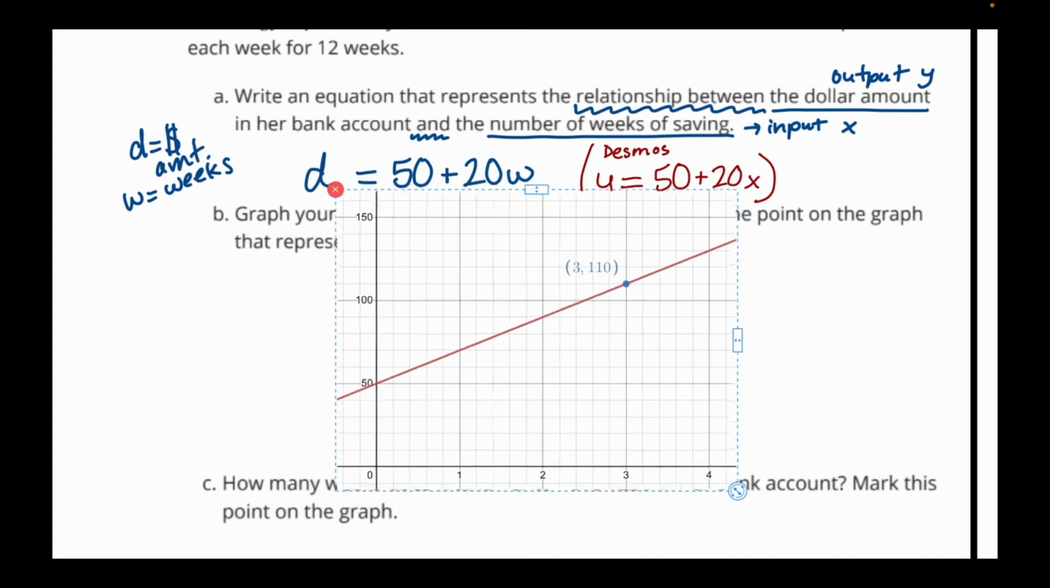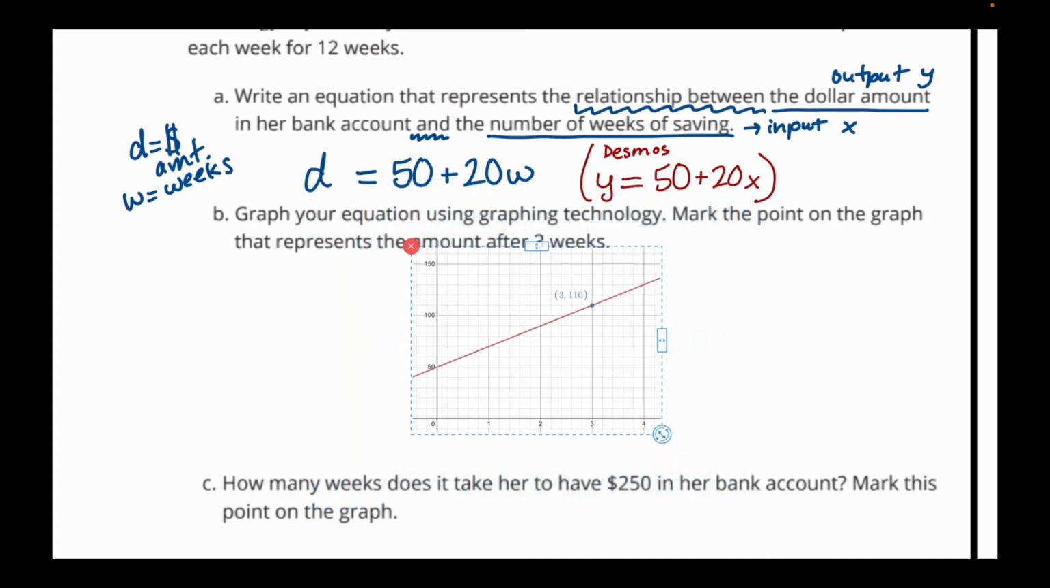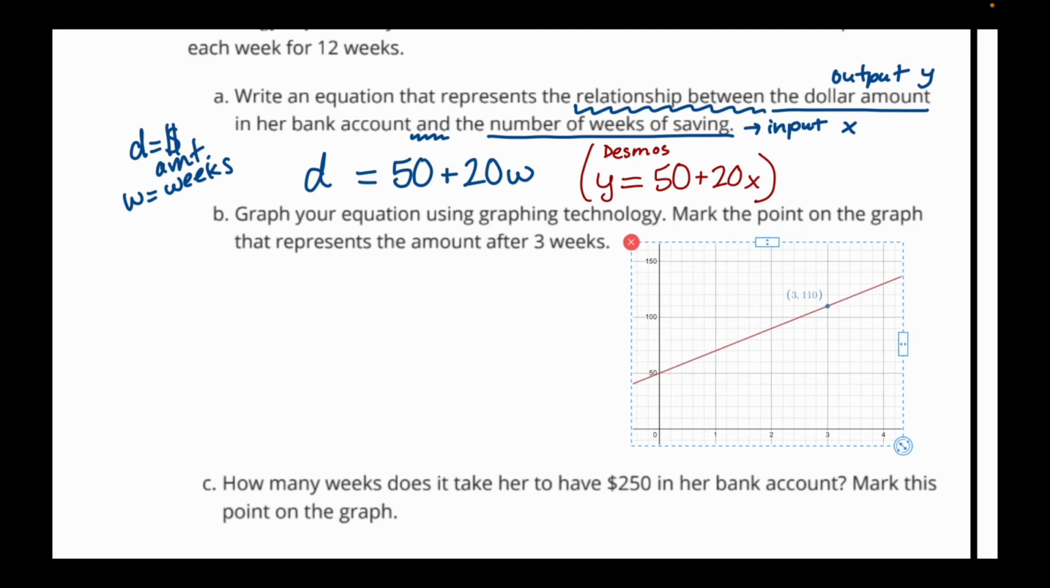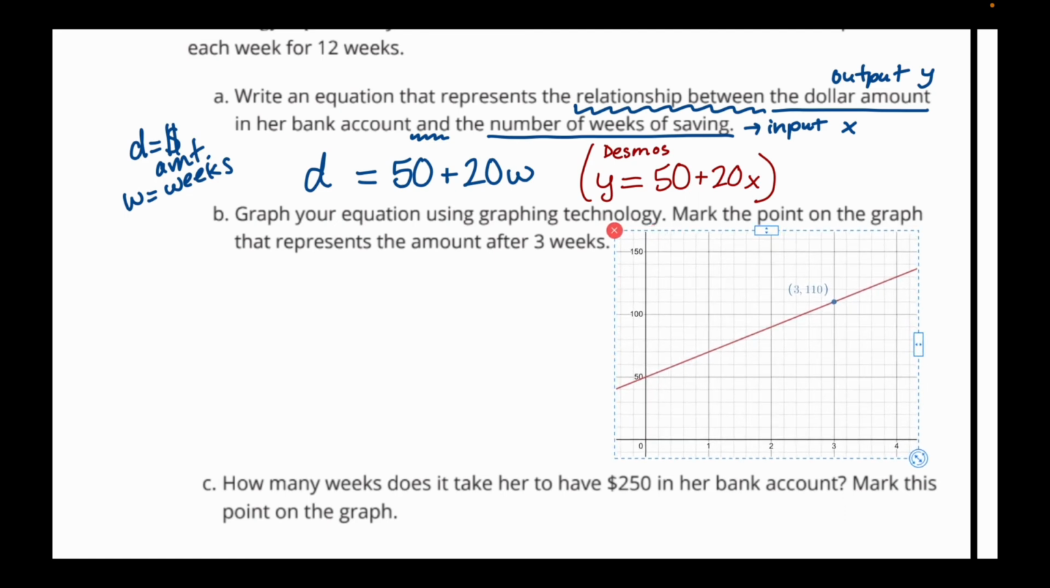And I can actually make this a little smaller to fit. So we're going to mark that point and show my graph. So she will have $110 after 3 weeks.